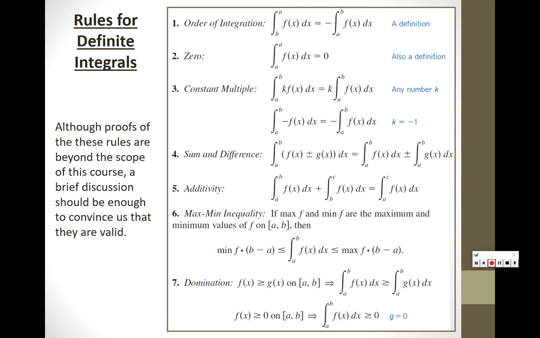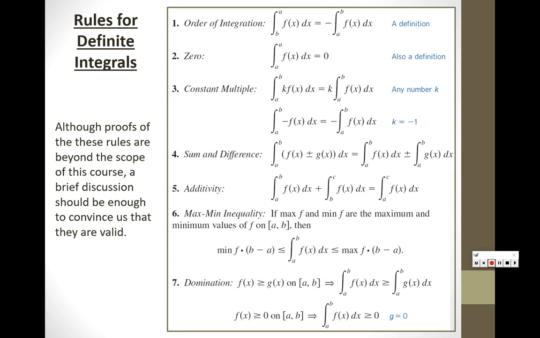Constant multiple. We've done that in some of the earlier sums. You can factor a common factor out of an integral, no problem. Sum and difference, if you've got several things added together in an integral, you can break it into adding separate integrals and vice versa. If you've got two integrals added together, you can put them together.